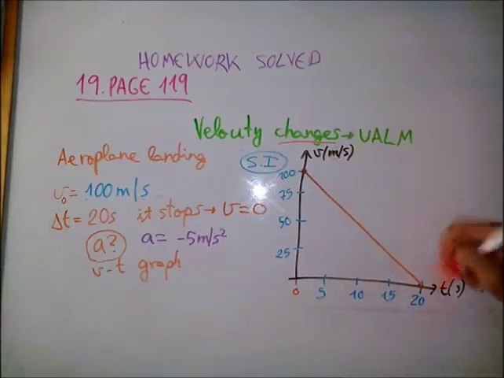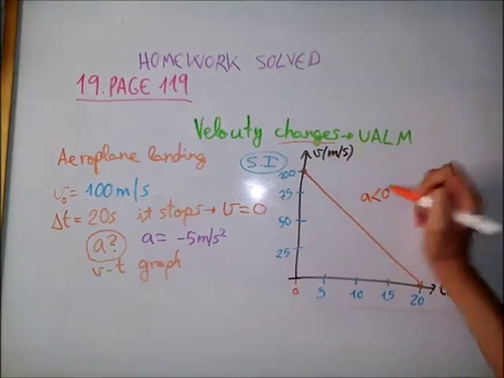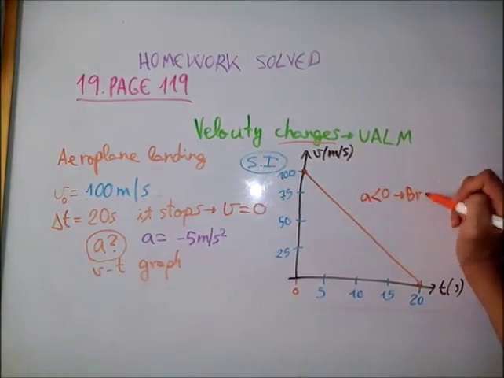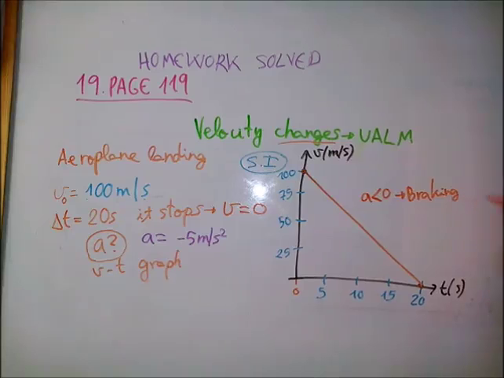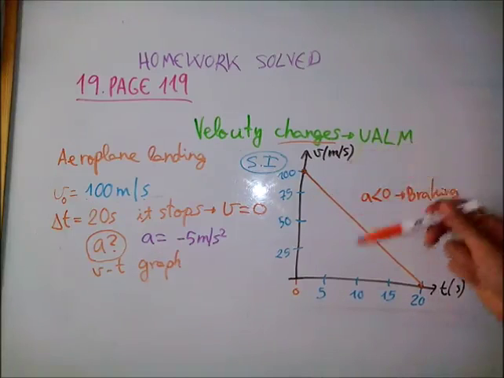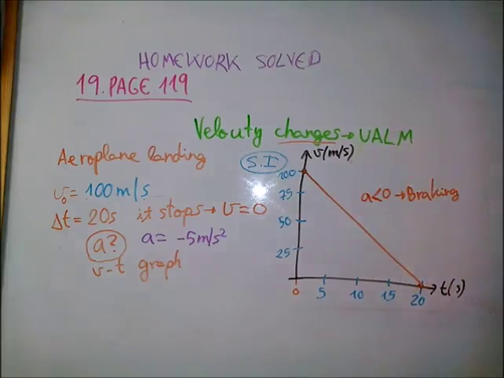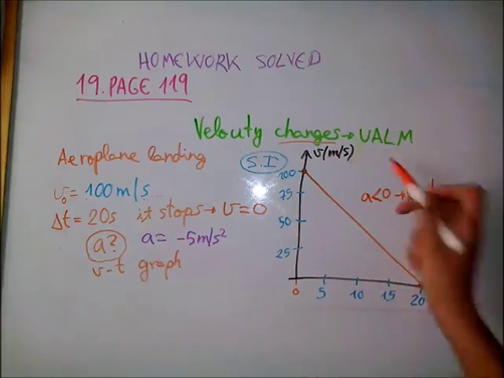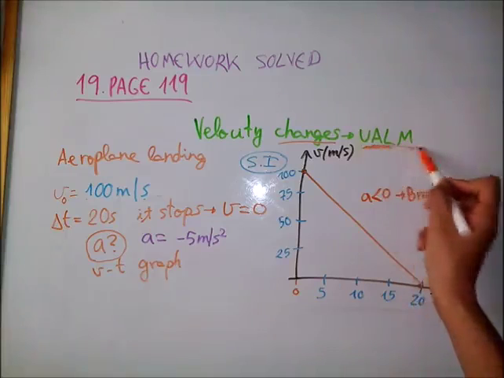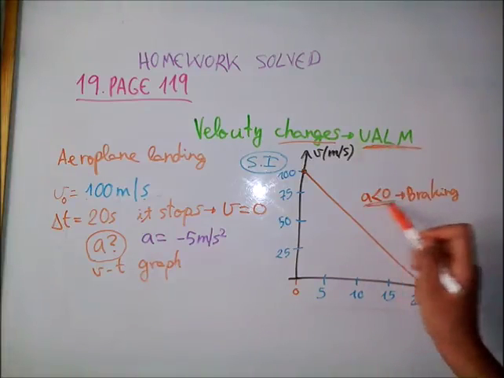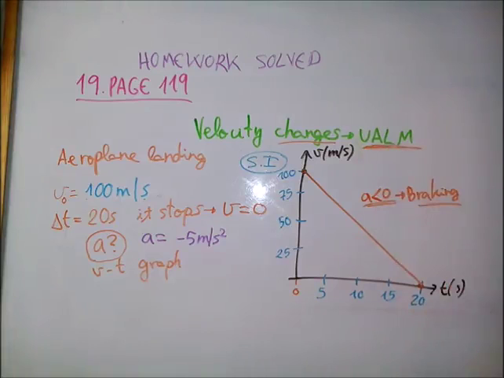So this slope going downwards means acceleration is negative. So it is braking, okay? And it means that velocity is decreasing equal amount of value in equal space and time, okay? So this is why it's uniformly accelerated linear motion. With a negative acceleration means we're braking, okay? Remember that, very important. Most of you drew the graph the other way around and it is not correct, okay? See you in the next video.